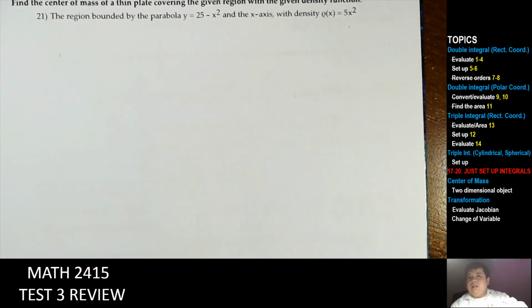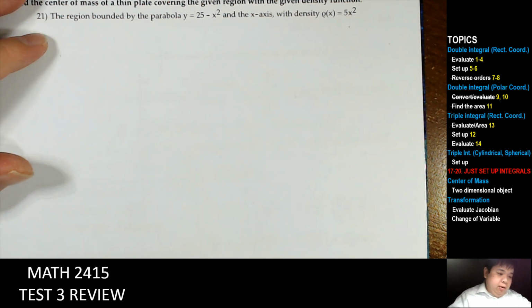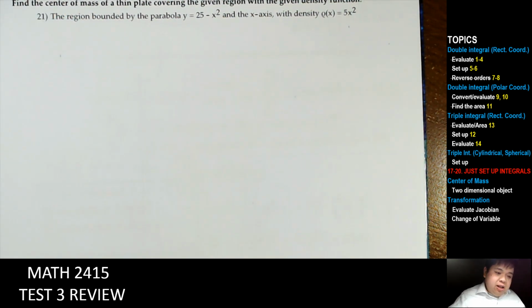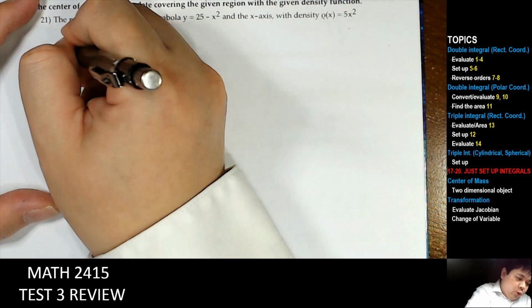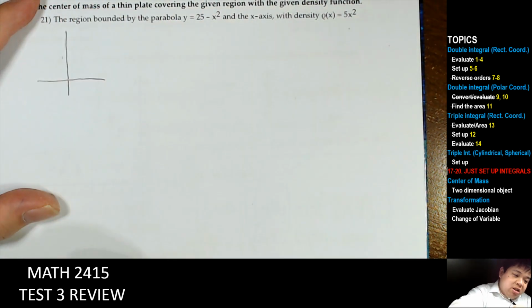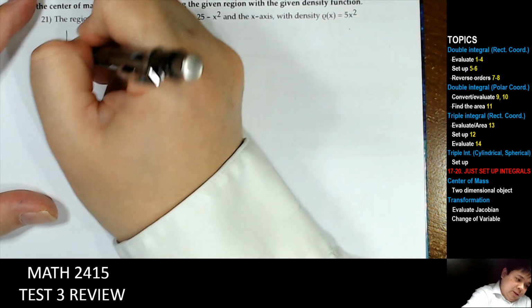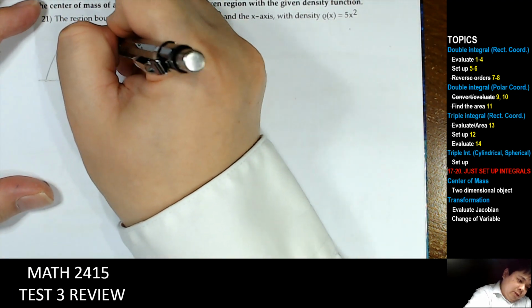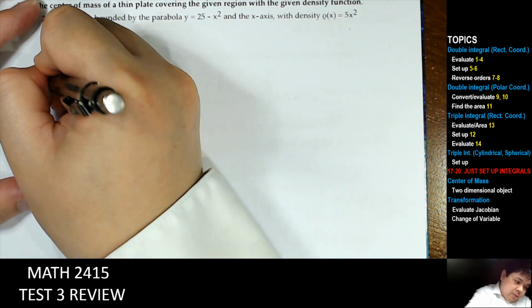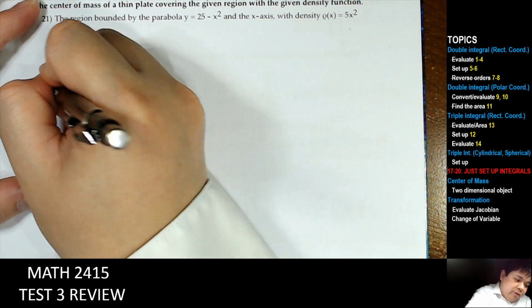Next. The center of mass. Right. So the center of mass. First, let's sketch the regions. What do we have here? 25 minus x squared, so that looks like an upside down parabola. And here from -5 to 5.